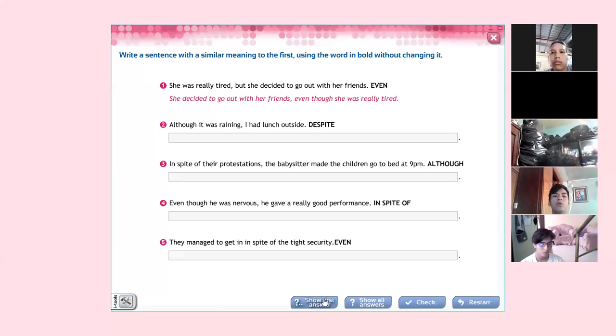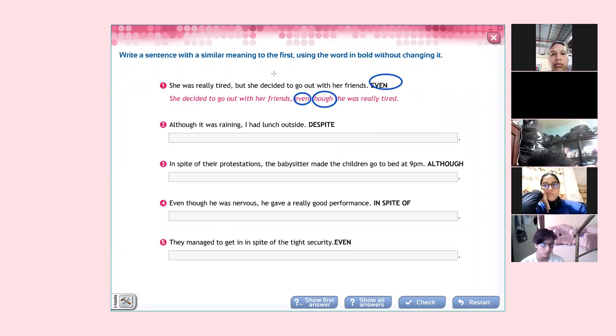Yes, she was really tired, but she decided to go out with her friends, even. She decided to go out with her friends, even though she was really tired. Okay, you are including this "even" in the expression in order to say exactly the same that we have in the first part of the activity, okay? And you make a little variation of the sentences of that.